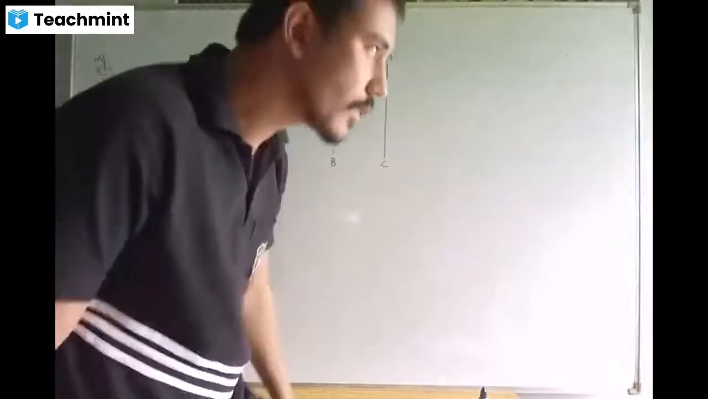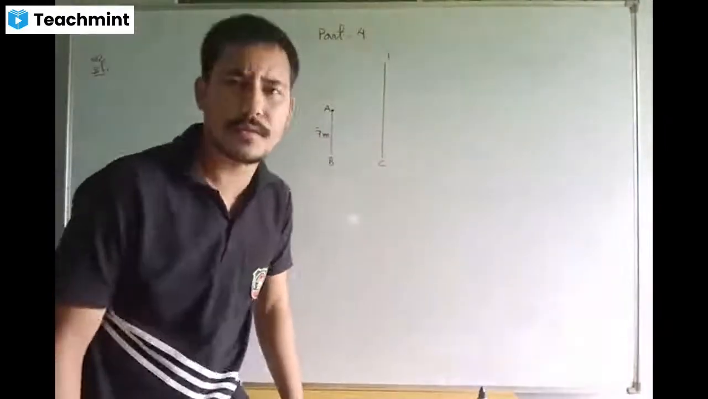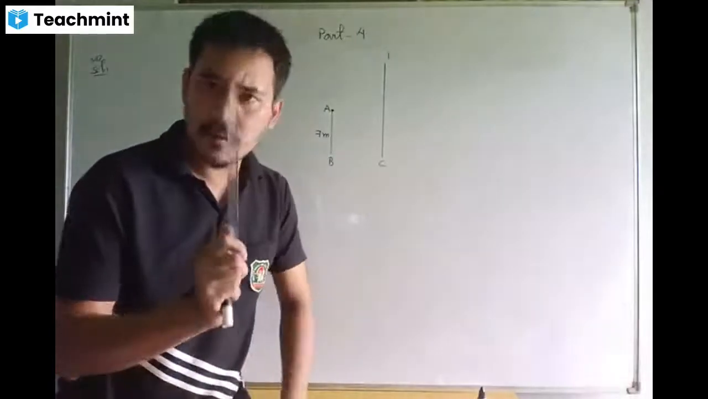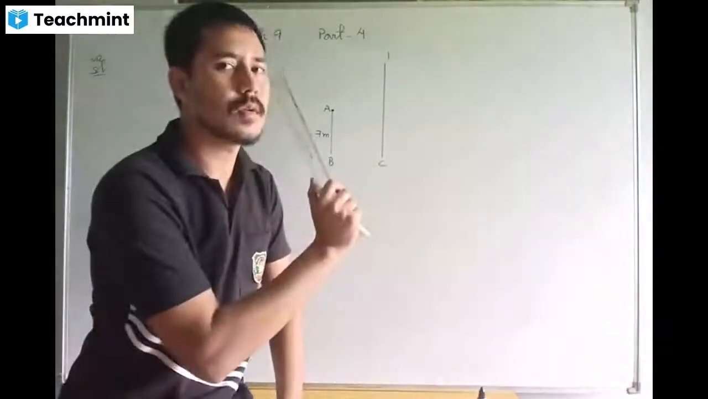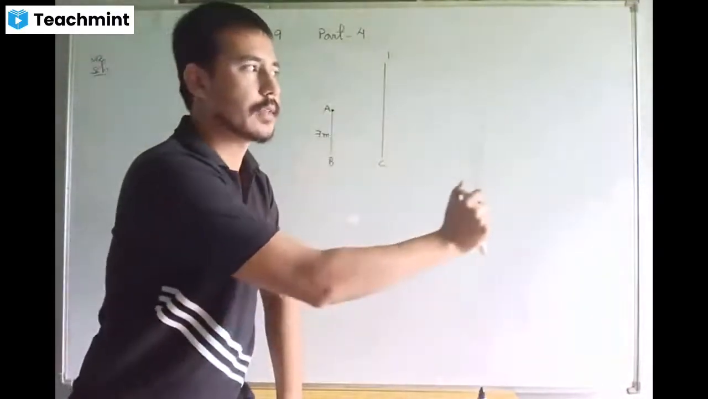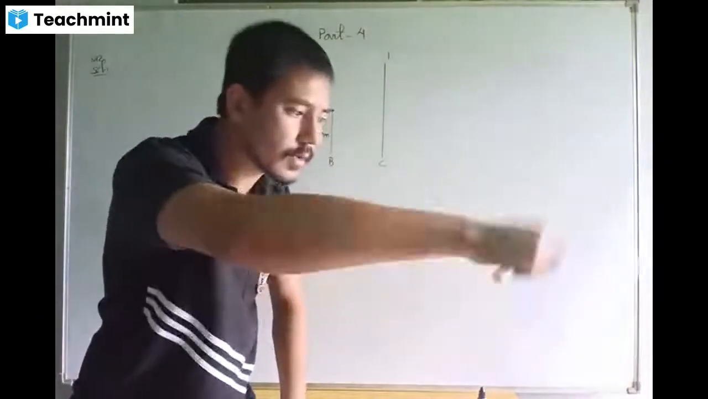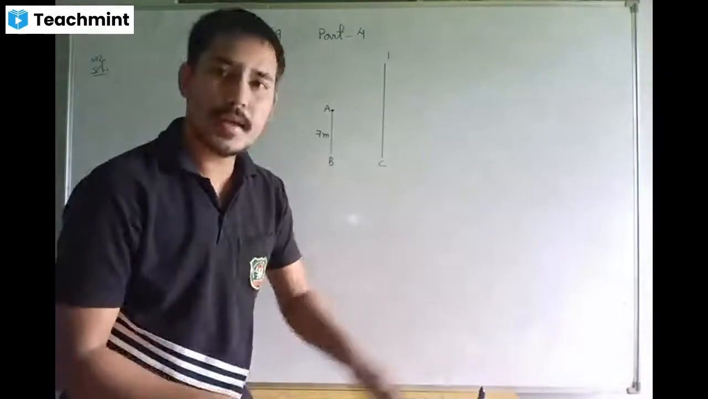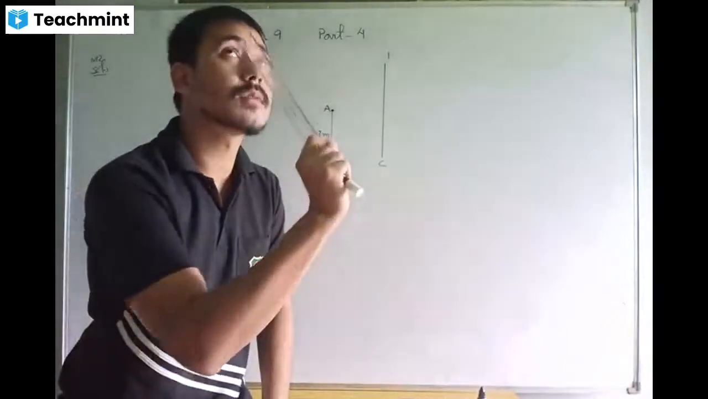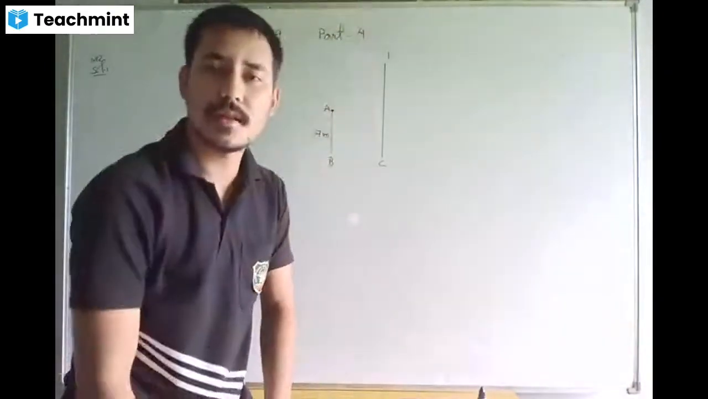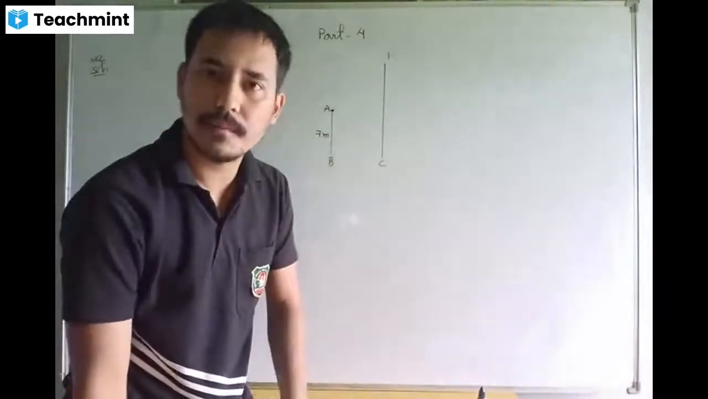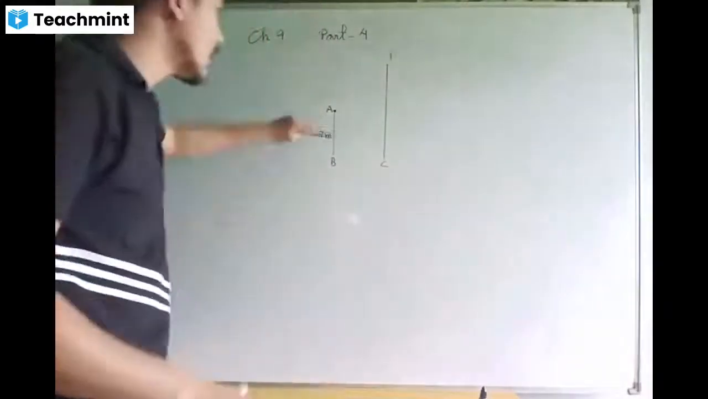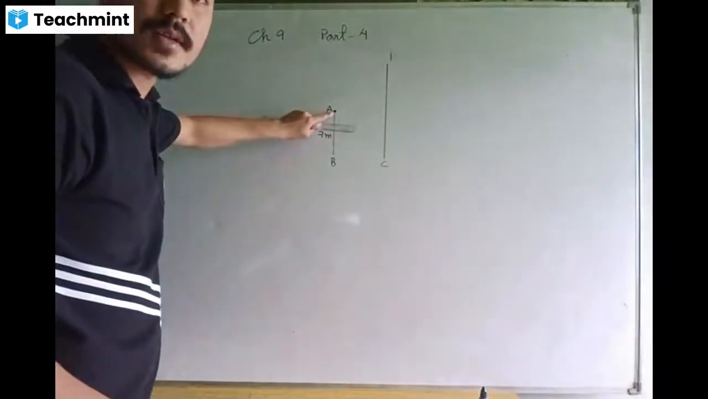Now how to draw the angles of elevation and depression? Very simple. From the eye of the observer, you always draw a straight line parallel to the ground. That's your horizontal line. You draw another line connecting the eye of the observer and the object. That's the line of sight. The angle between them is the angle of elevation. So the observer is at the top of the building, which means the observer is at the point A.